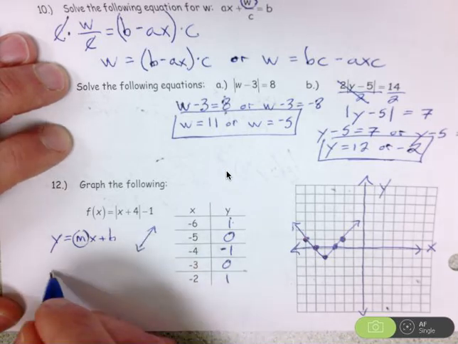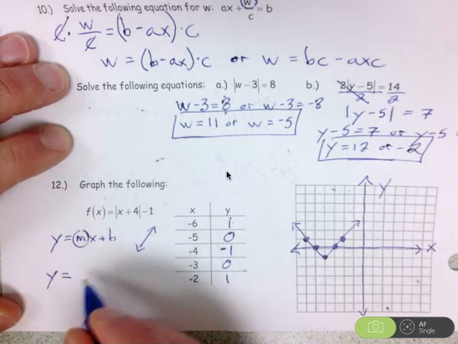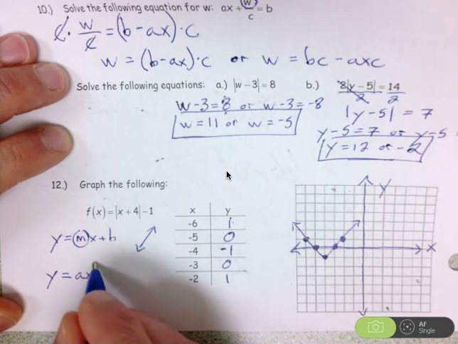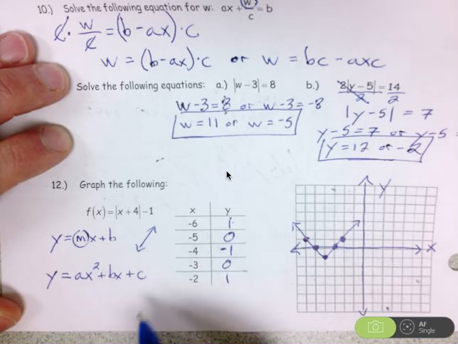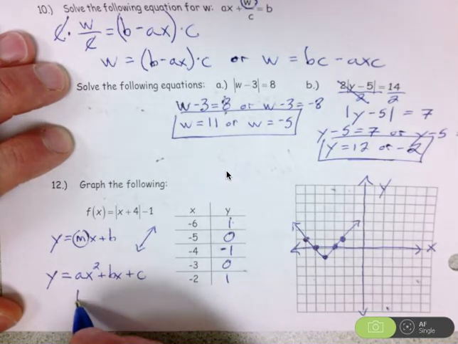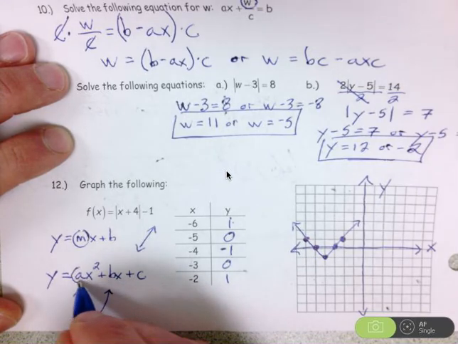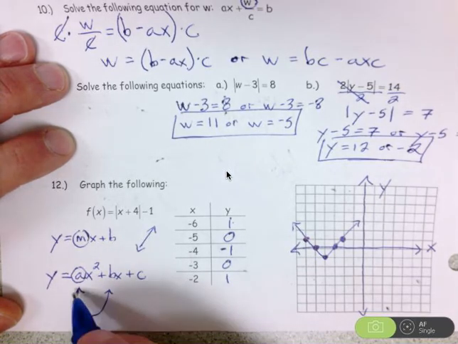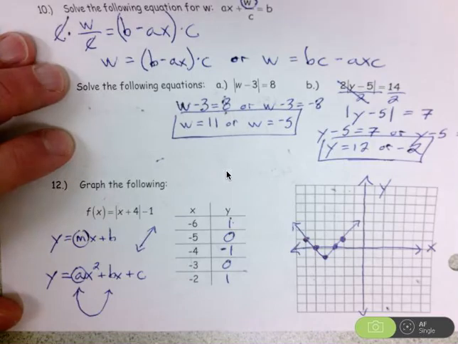And the other type of function that we've worked with, ax squared plus bx plus c, this would be a quadratic function. That would give us a parabola. Of course, if the coefficient on x squared is negative, instead of a parabola that opens upward, we would have a parabola that opens downward.